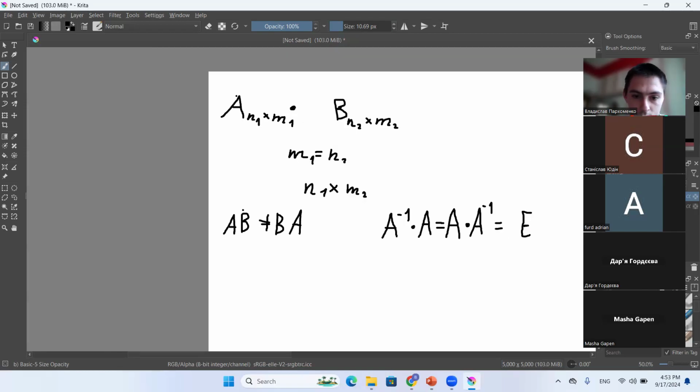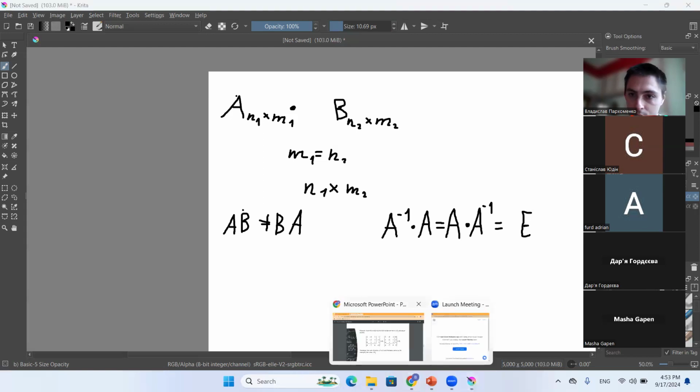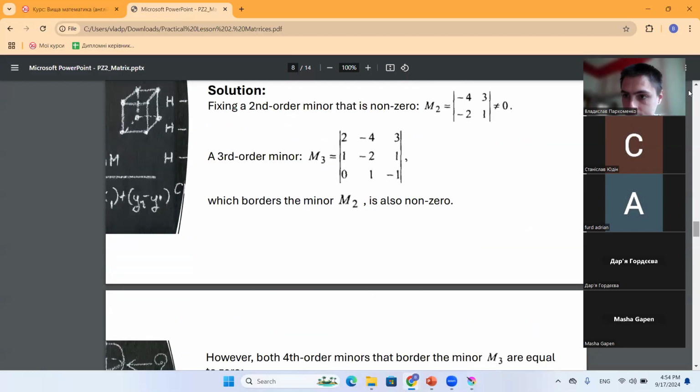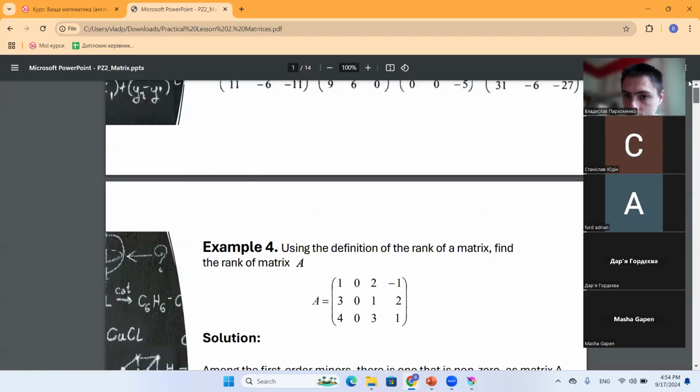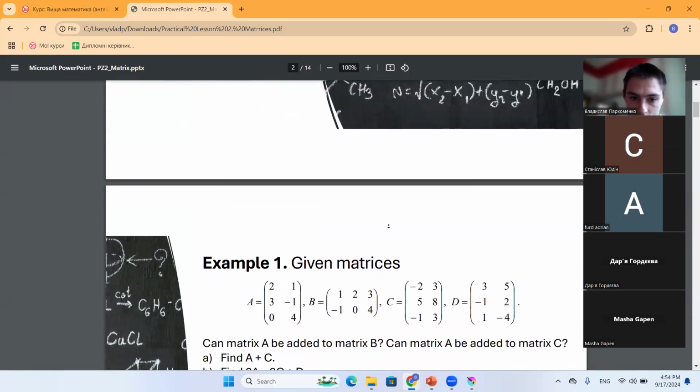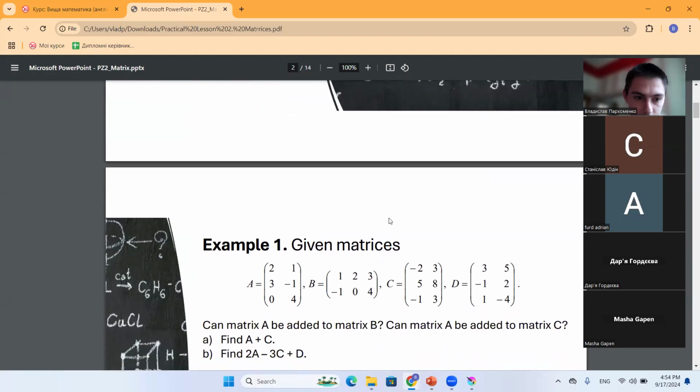Okay, so now let's do some exercises, and let's start with a simple exercise. So actually, the first question: can we add matrices A and B, and A plus C? Is it possible or not?